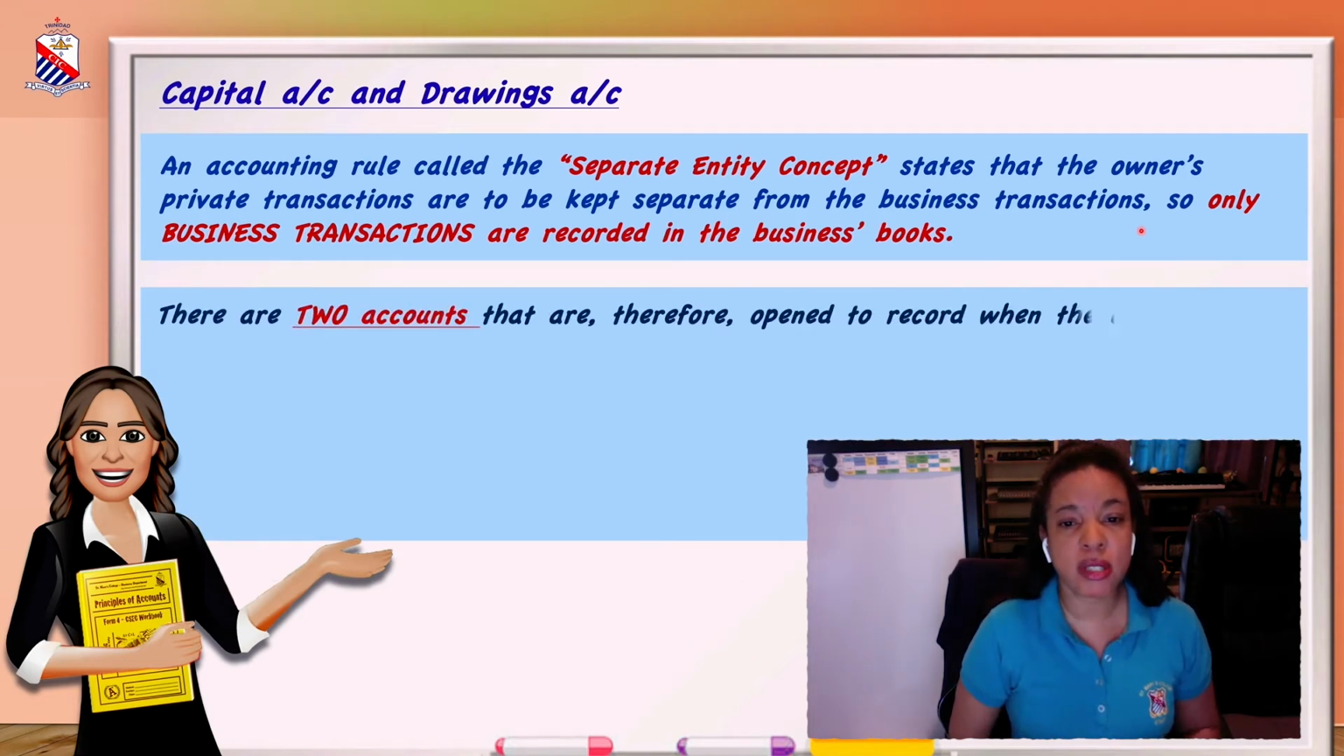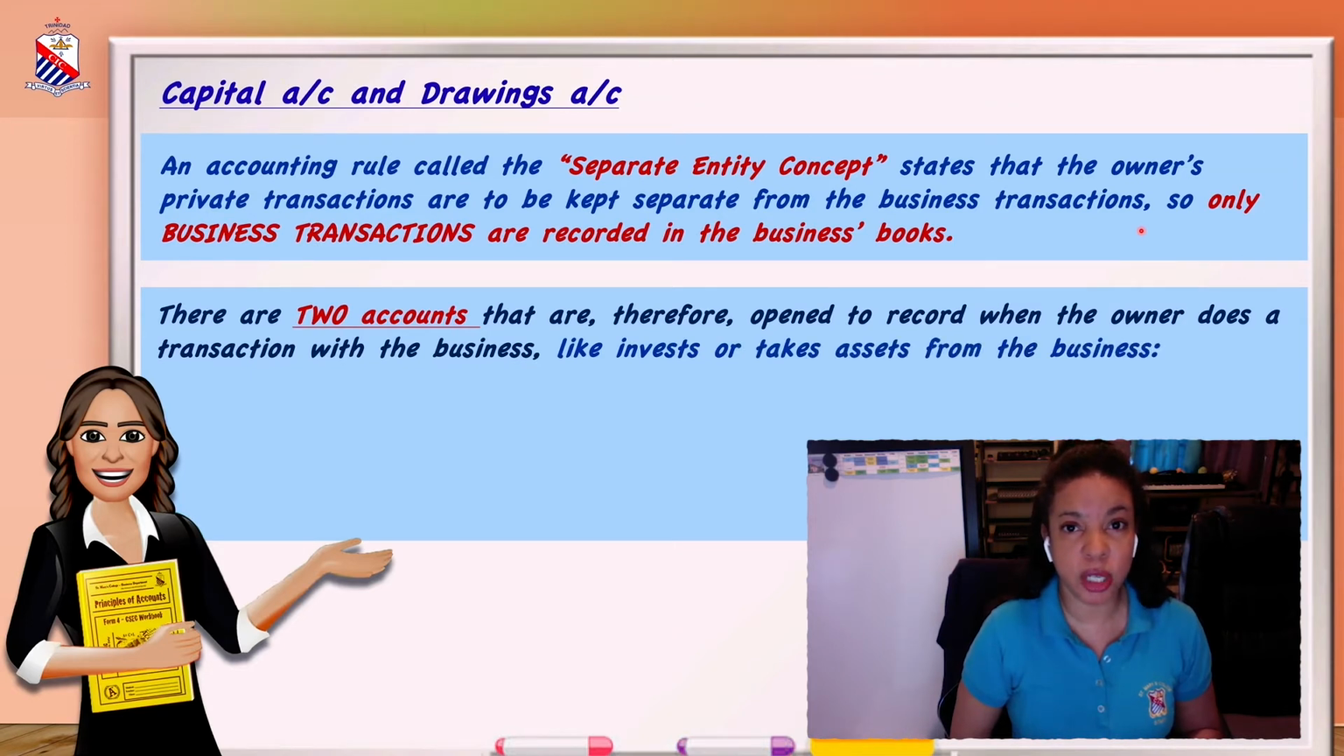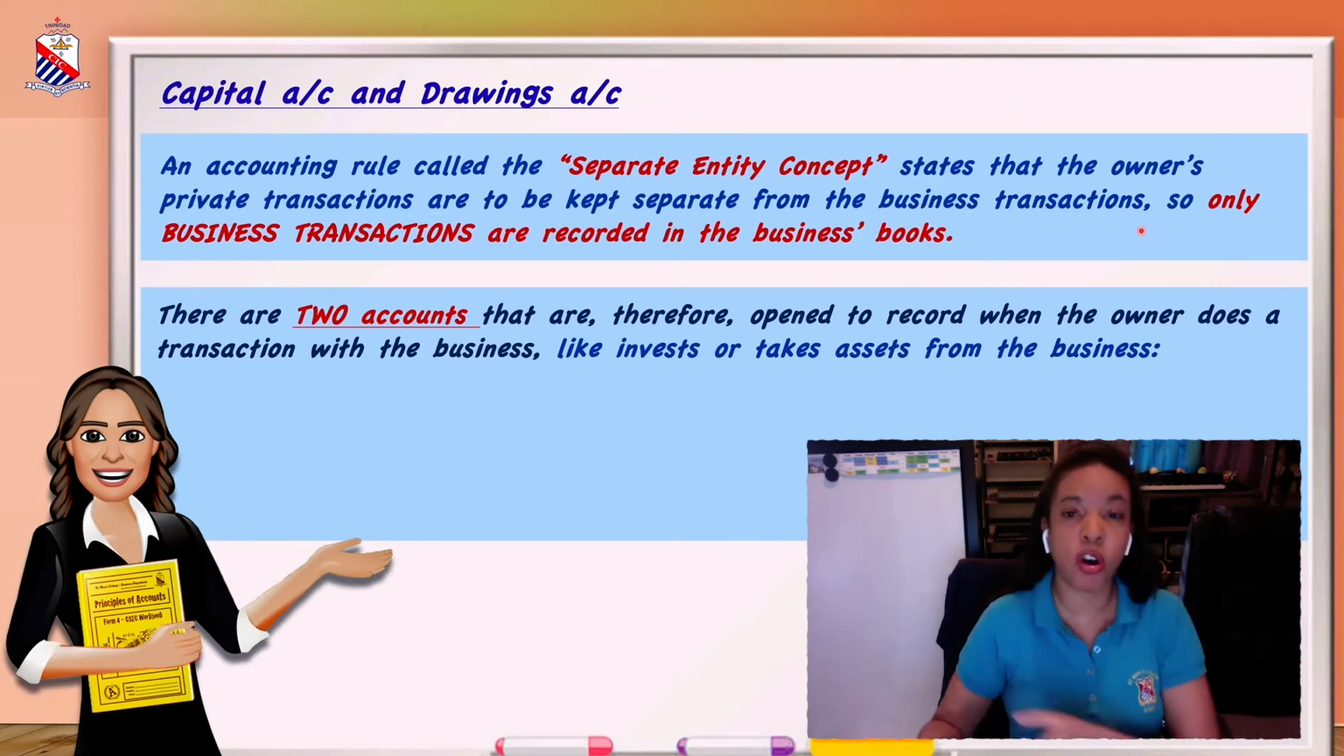So there are two accounts that are opened to record when the owner does a transaction with the business. The owner basically can do two transactions with the business: invest or take out, right? Remember, we're treating them separately, owner and business. So the owner can either put in or contribute to the business, or take out of the business, okay?